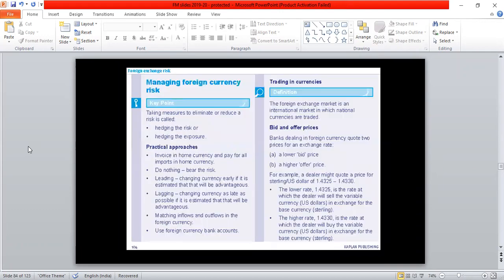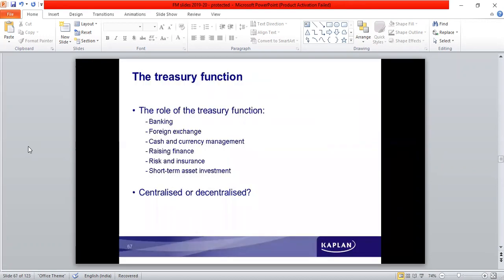Before we start with that, we also have to look into the meaning of the treasury function. What is the role of treasury function?